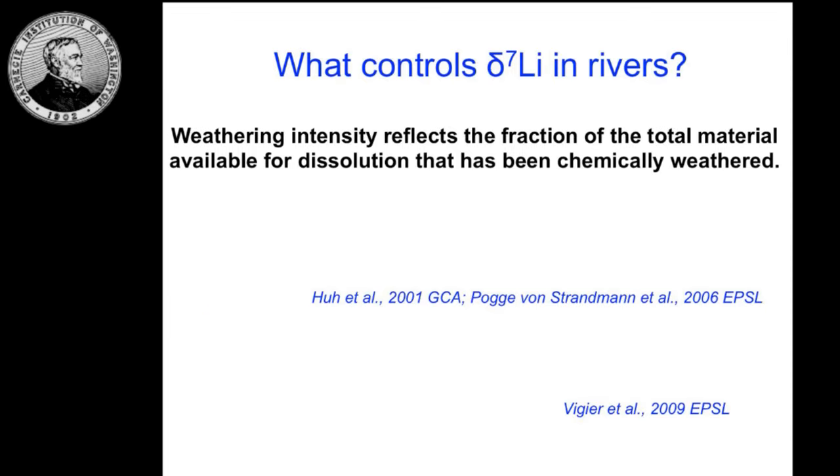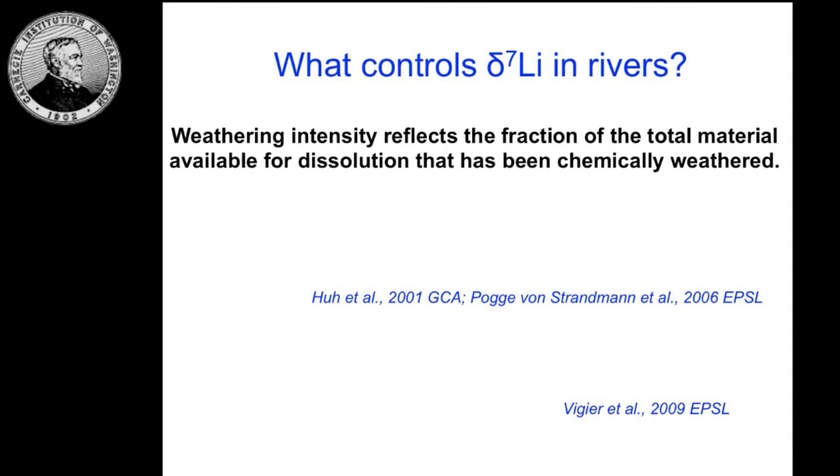Okay, so we know what controls lithium, sort of. Before that, we want to give you an introduction of this definition, weathering intensity. So people talk about this all the time. It basically reflects the fraction of the total material available for dissolution that has already been previously chemically altered, right? So the higher the weathering intensity, meaning the sample has already been through all the weathering.